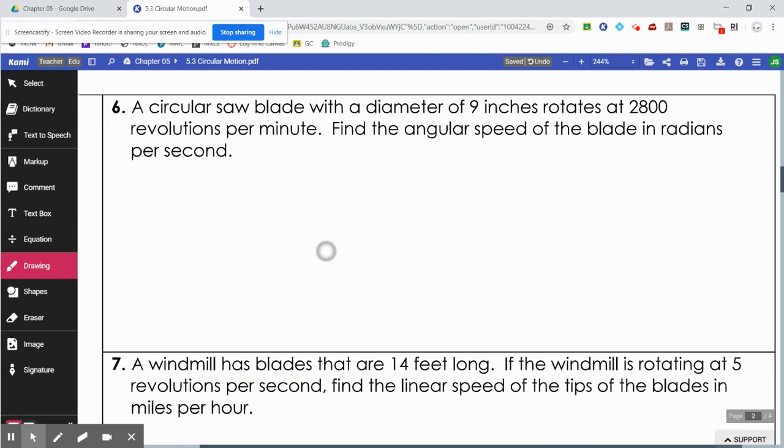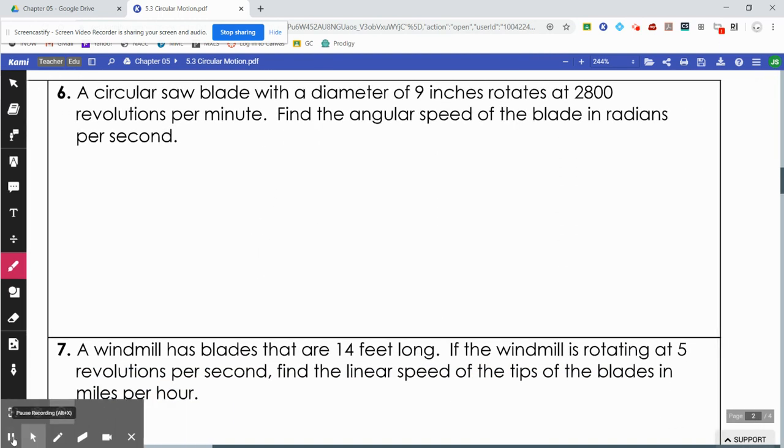Okay, number 6. It says a circular saw blade has a diameter of 9 inches and rotates at 2,800 RPMs. Find the angular speed of the blade. Now, since we're looking for an angular speed, let me share with you that the actual radius does not matter. So this is extra information because they give you the angular speed. It is 2,800 revolutions per minute. That is an angular speed.